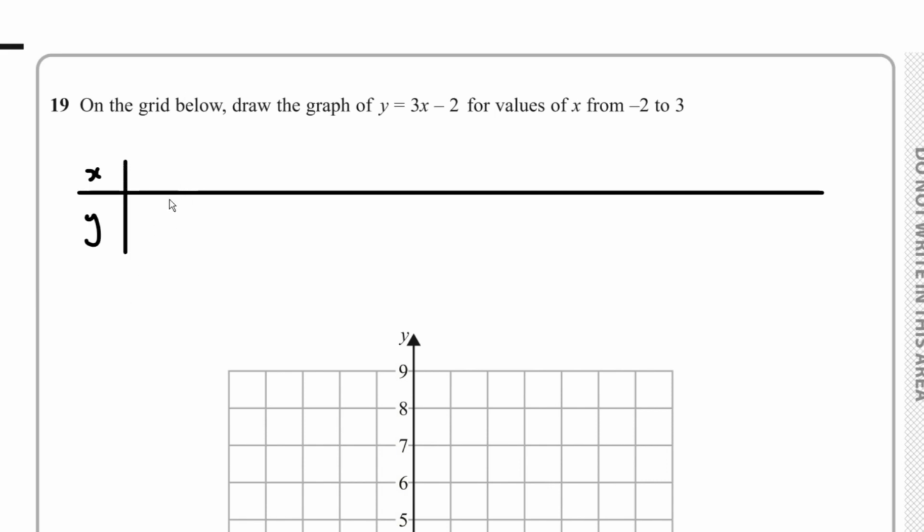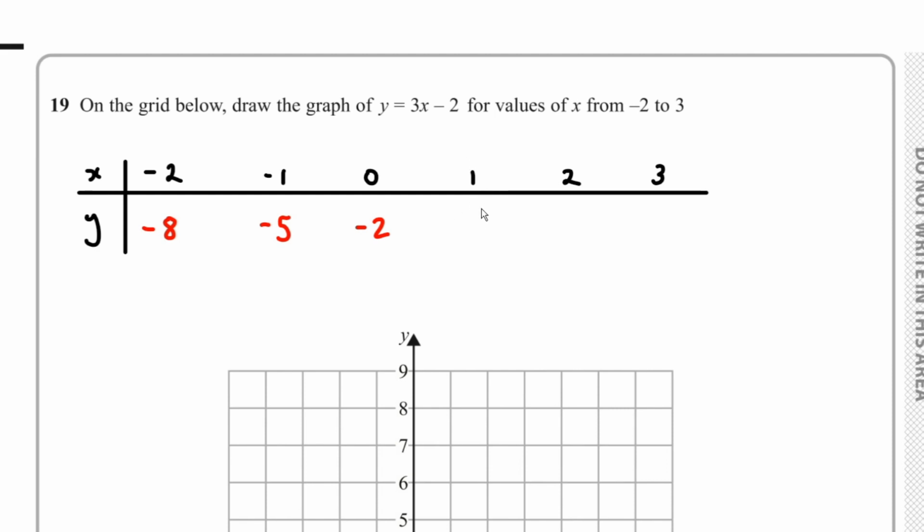So we've got x values going from minus 2 to 3, so we've got minus 2, minus 1, 0, 1, 2, and 3. So let's find the corresponding y coordinates. When x is equal to minus 2, y is equal to minus 6 minus another 2, so that's minus 8. When x is minus 1, we've got minus 3 minus 2, which is minus 5. When x is 0, y is minus 2.